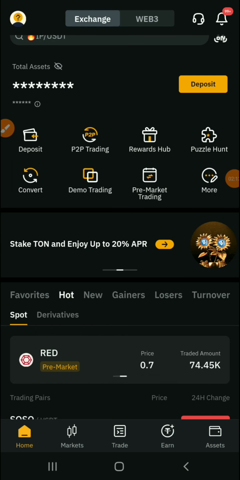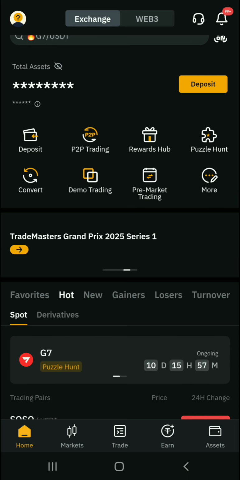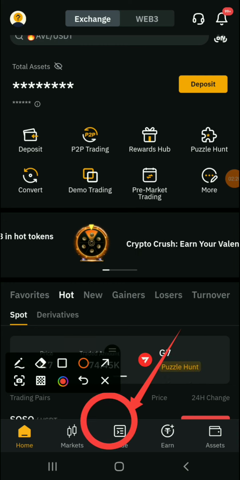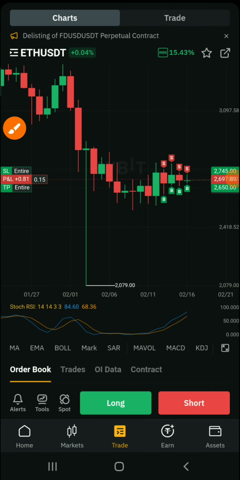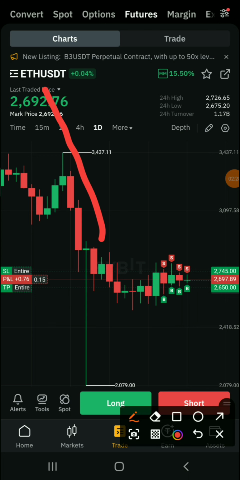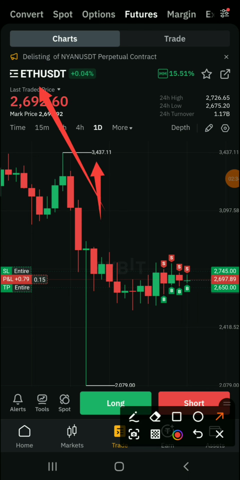But before I tell you what the time frames are going to do, let's head over to trade. If you want to go to trade, all you have to do is click on this button right here, and it's going to bring you to this interface. We are currently on Ethereum USDT under the 1 day time frame.